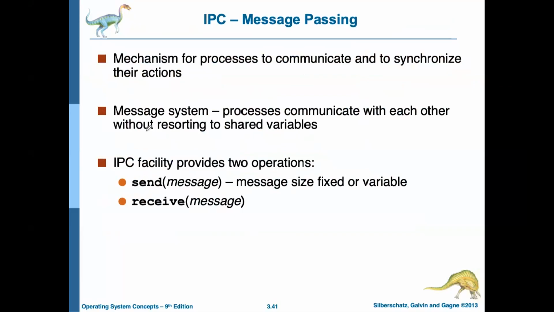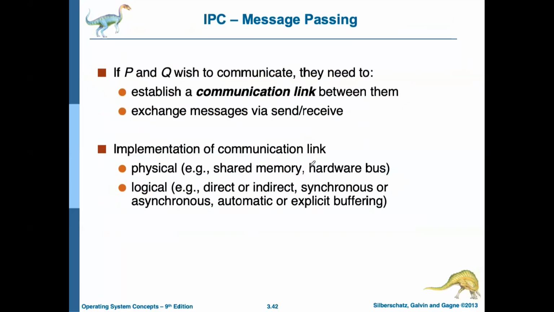Okay, all right. IPC: a message passing mechanism for processes to communicate and to synchronize their actions. So they are using message passing. In a message system, processes communicate with each other without resorting to shared variables. The IPC facility provides two operations, send and receive. If P and Q wish to communicate, they need to establish a communication link and then exchange messages.